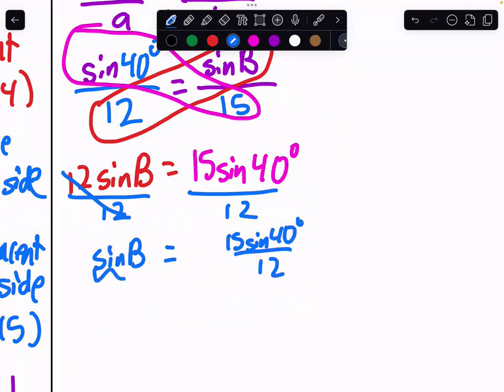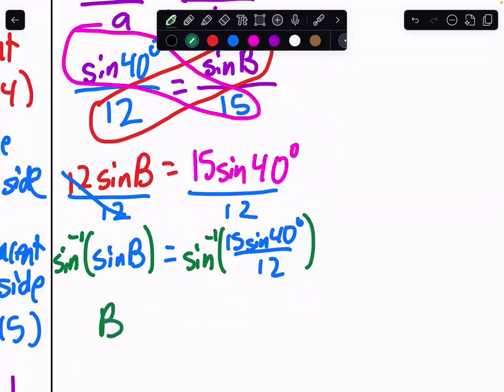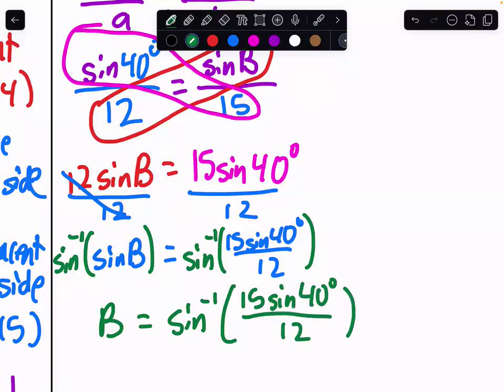Now to undo the sine, you do the inverse sine, or arcsine, of both sides. Angle B will be found by doing the inverse sine of 15 times sine 40 degrees, all over 12. Let's use our calculators to find this, and again we'll round to the second decimal place.